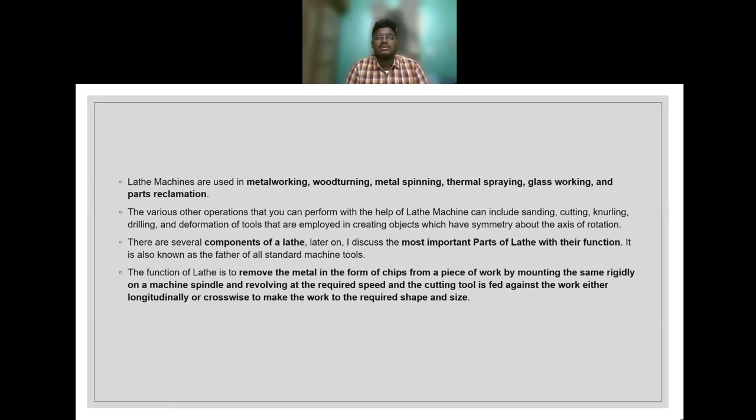I have given the overview in the previous slide, and here I will explain everything about the lathe machine. The function of the lathe is to remove metal in the form of chips from a piece of work held rigidly on the machine spindle and revolving at the required speed. The cutting tool is fed against the work either longitudinally or crosswise to make the work to the required shape and size.